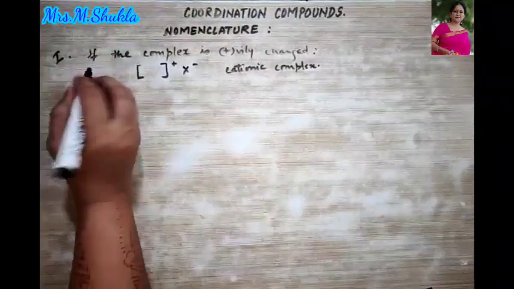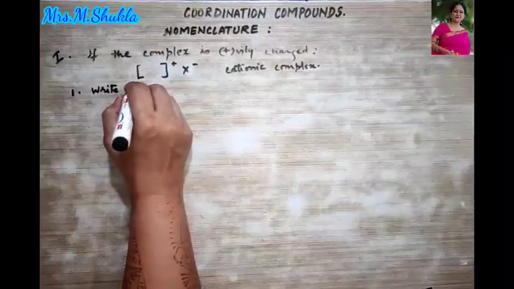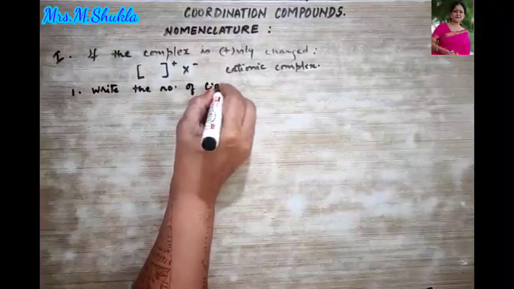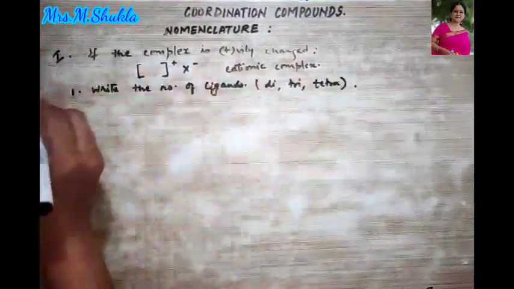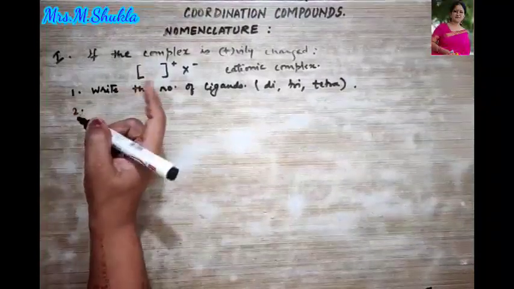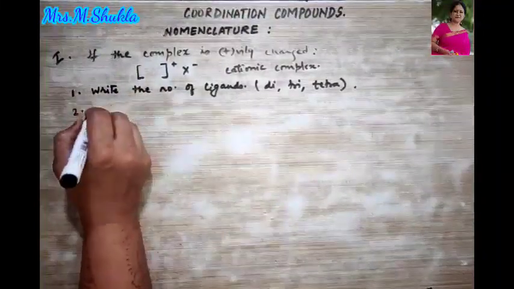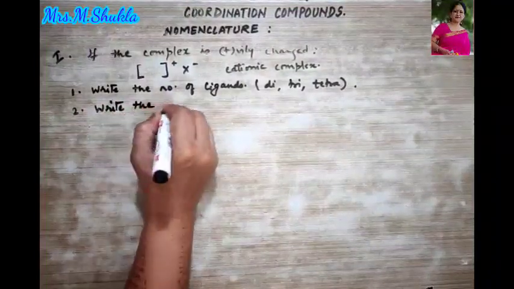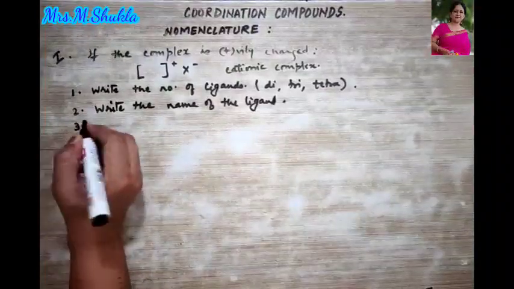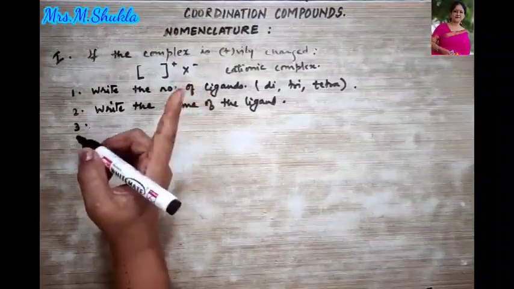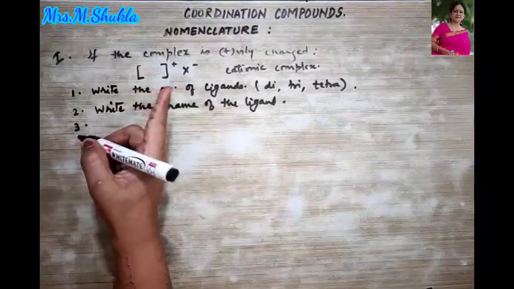Over here, first write the number of ligands. Okay, I'm writing steps over here now, and accordingly you have to name. Write the number of ligands first, for example di, tri or tetra, whatever is given there. Then the second thing that you have to do, you have to write down the name of the ligand. First we write down the number of the ligand, and then we write down the name of the ligand. Then the third point, if more than one ligand is there, then what do we write? We write it down in alphabetical order.